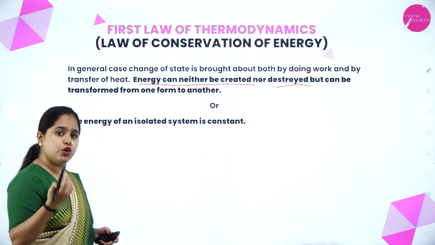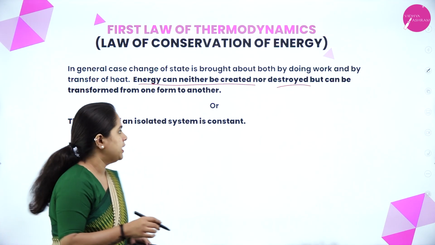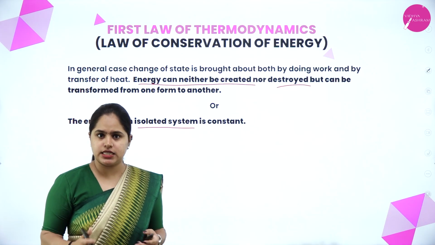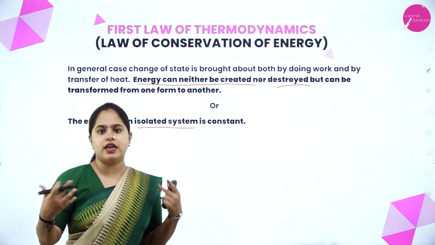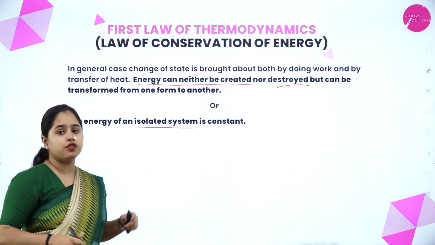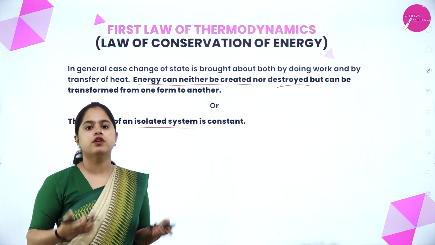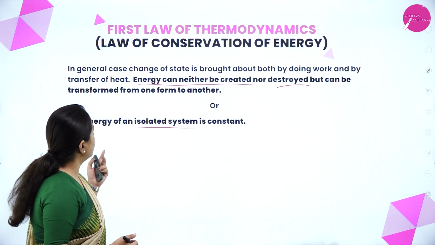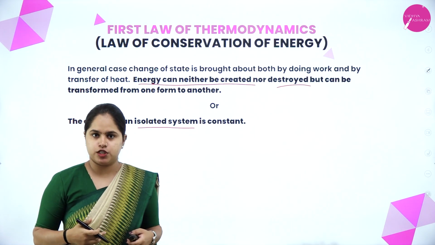You can also define it in this way: the energy of an isolated system will be constant. In an isolated system, no change in heat or work is happening, so the energy of that system will be constant. There is no transfer of any energies taking place because the system is isolated. Both of these are definitions of the first law of thermodynamics: energy can neither be created nor be destroyed, but can be transformed from one form to another. Now let's see how you can mathematically represent the first law of thermodynamics.